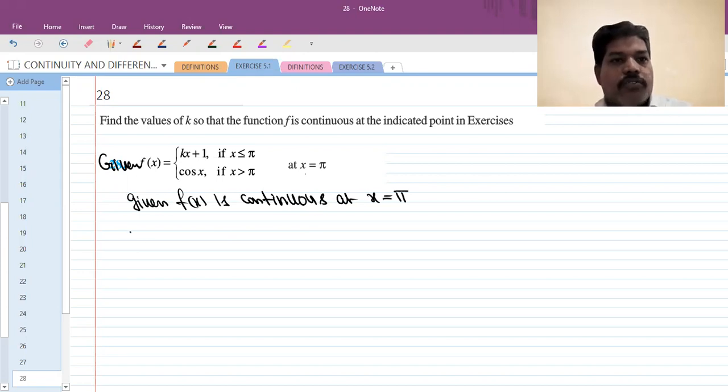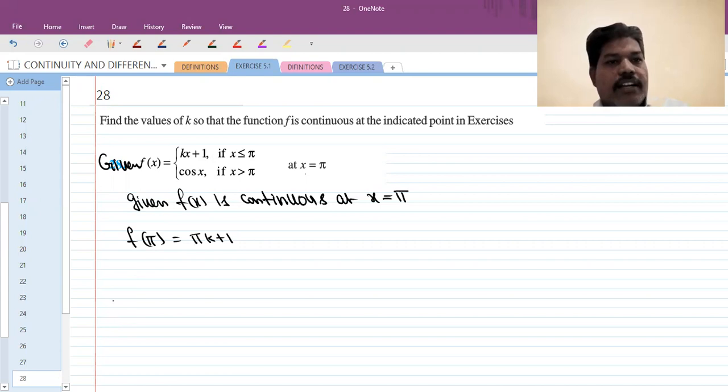Then what will I calculate, students? First I will take f of pi. What is f of pi, students? F of pi is equal to pi into k plus 1. Why? Because if x is equal to pi, that is x less than or equal to pi, the f of x value will become kx plus 1. So f of pi will become k into pi, that is pi k plus 1.